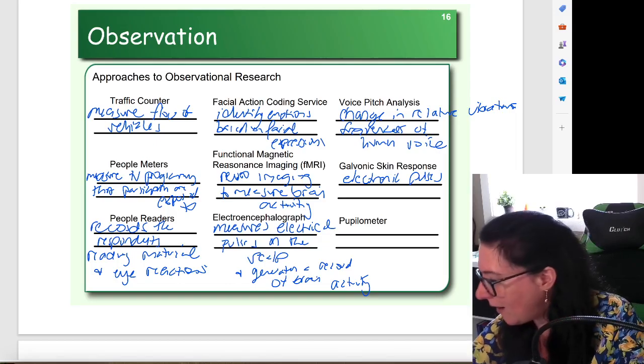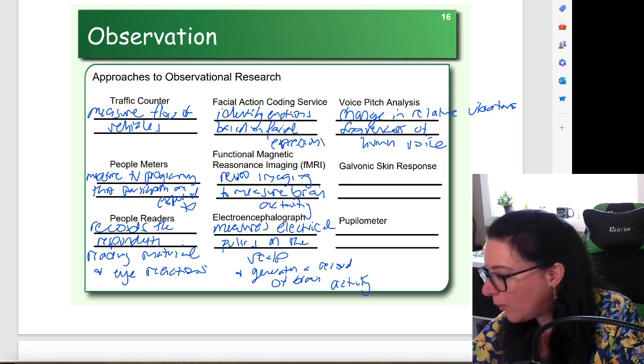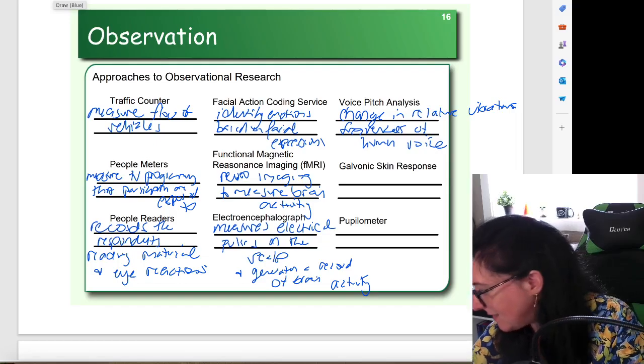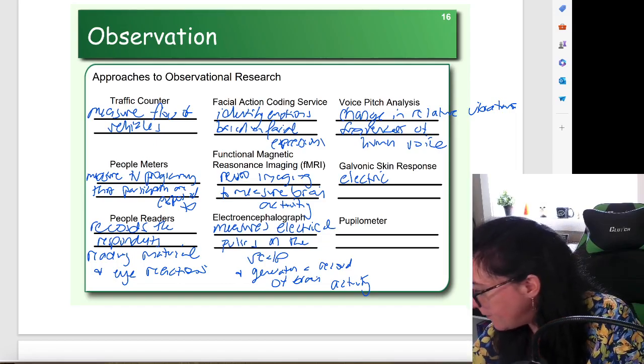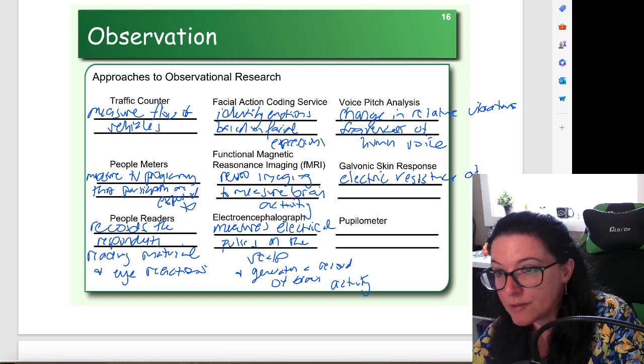Sorry, I got that wrong. Hang on. Wrong definition. Pulled the wrong one. Let's try that again. We're really measuring electrical resistance. There we go. So measure electric resistance of the skin. Of the skin.